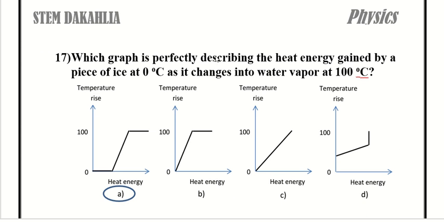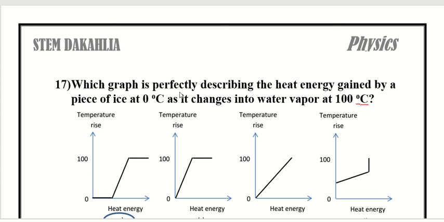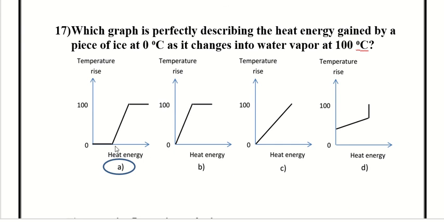Which graph perfectly describes the heat energy gained by a piece of ice at 0 degrees Celsius as it changes into water vapor at 100 degrees Celsius? It's the same, but it represents the heat gained by a piece of ice at 0 degrees. It begins from 0, remains constant, and then rises, and finally remains constant at 100 degrees Celsius.